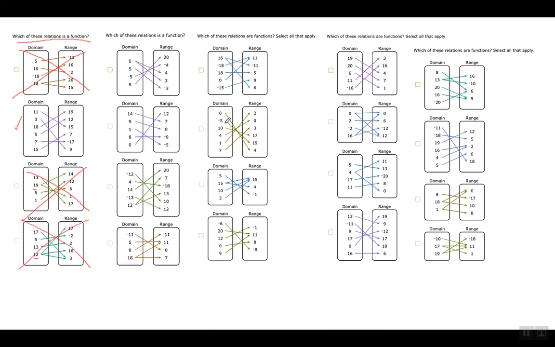Alright, so let's look at this one right here. The first one is wrong. Look at 0. El primero está mal, miren el cero. The second one is correct. The third one is wrong. Look at 12. Okay, este está mal por el 12. And the last one is wrong. Look at 18.